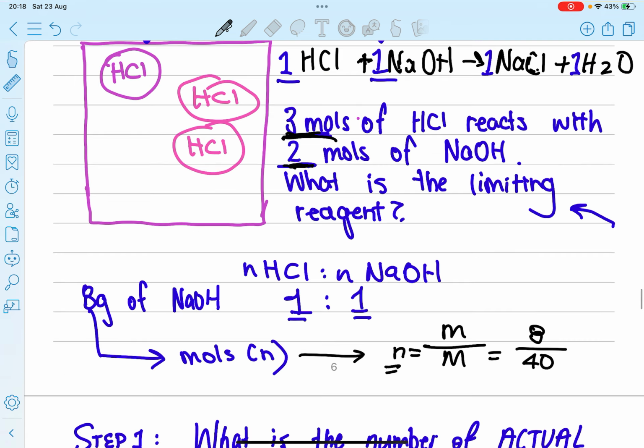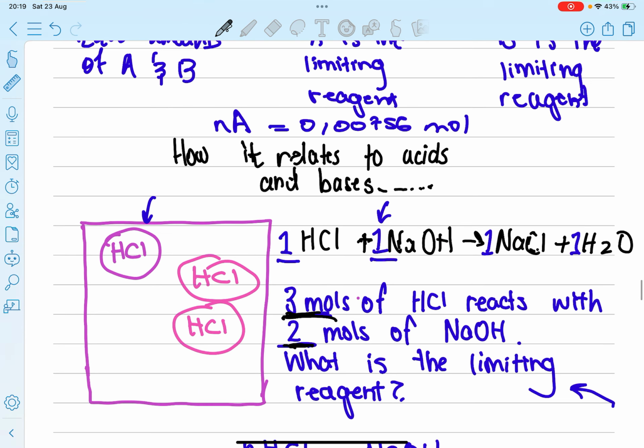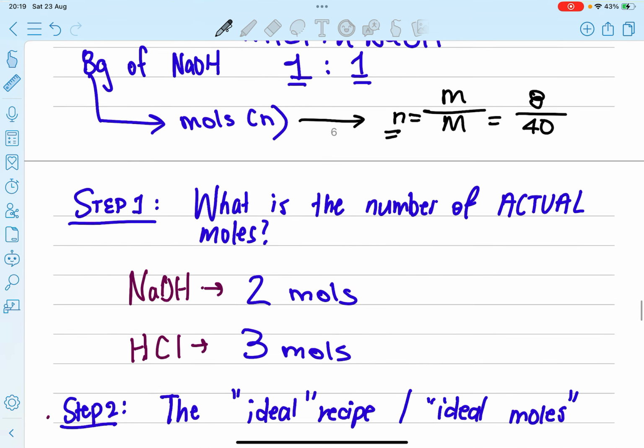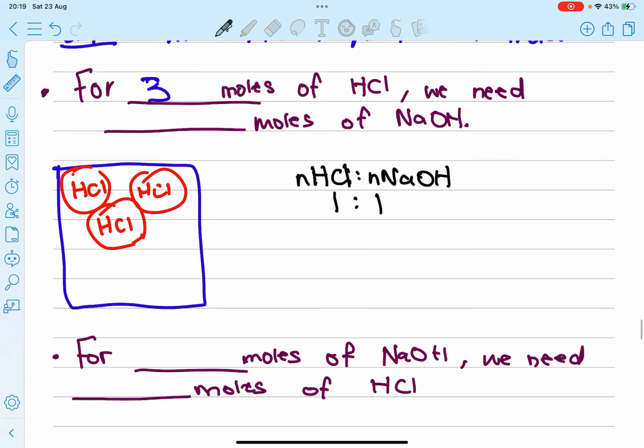Where do we get that? From this reaction here. 1:1. So we say the ratio is 1:1. Okay. And if the ratio is 1:1, we're saying we have 3 moles of hydrochloric acid. How many moles of sodium hydroxide would need to react with that? Remember, we're removing the sodium hydroxide. We're pretending as if it doesn't exist. We're trying to create an experiment. We're trying to create a recipe. We want everything to be balanced out.